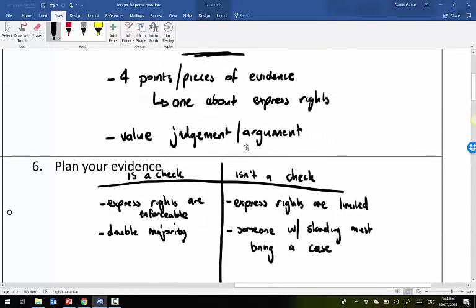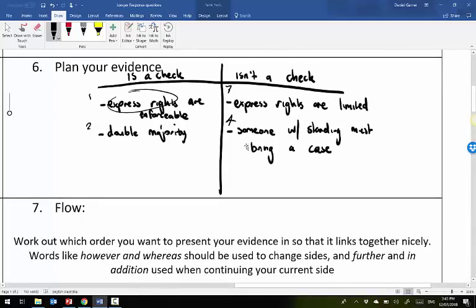Let's have a look. We need to make 4 points. 1, 2, 3, 4. We know we need both sides because it's an evaluate, and we need one about express rights, which we have here. And then we just need to make sure that when we write out our answer, we have an overall conclusion.